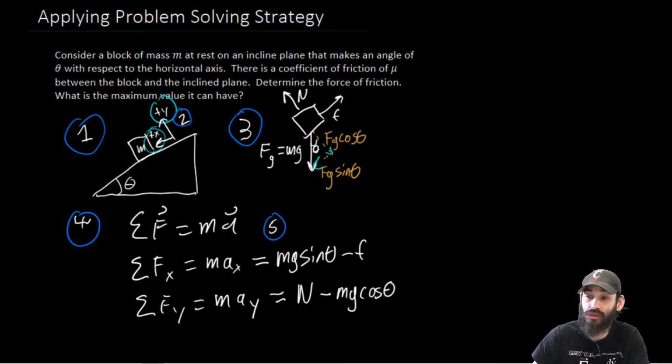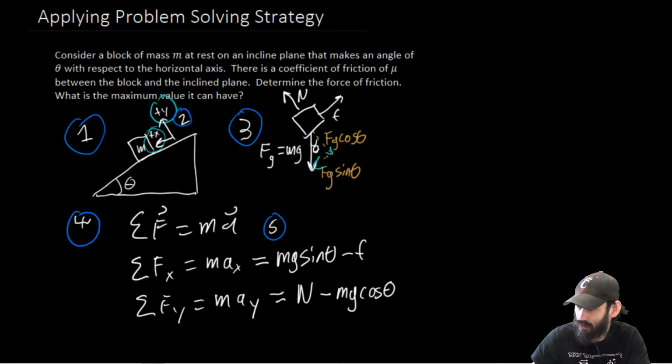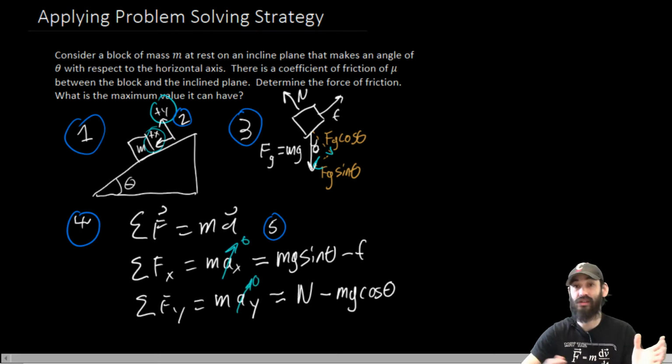The last thing that we can do here is to evaluate for the things that we know are true for this situation. Okay? So in order to do that, we're going to take into account that we know that this block is going to be at rest. So if the block is at rest, that means the velocity is not changing, which means the acceleration is going to be 0. And so that's to say that this is equal to 0, this is equal to 0, right? It's not accelerating in the x direction, it's not accelerating in the y direction.